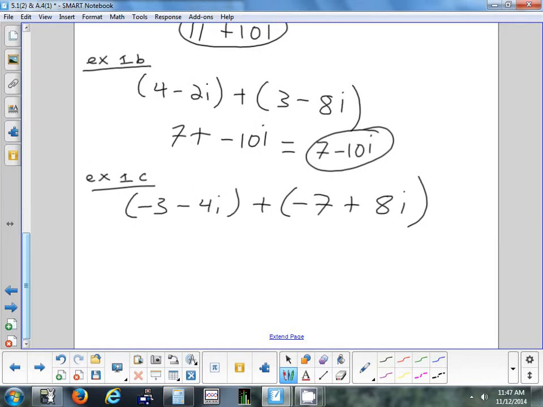Okay, negative 3 minus 4i plus negative 7 plus 8i. Okay, Brandon, what's my real part here? Negative 3, negative 7. Yep, and then when you add them up, negative 10. Good. And the imaginary part, I got negative 4 plus 8i. That's 4i. Okay, any question on addition?